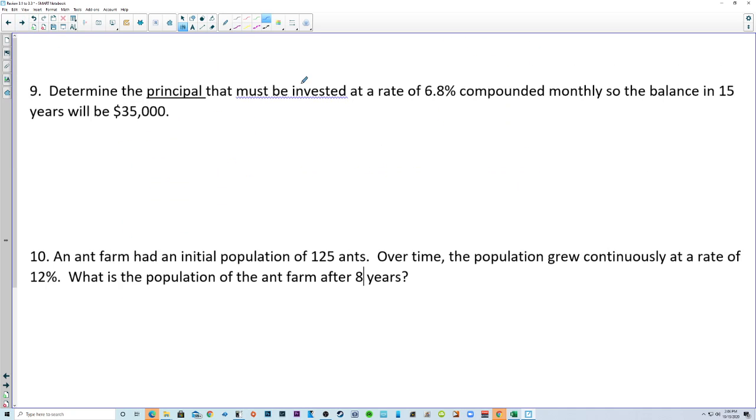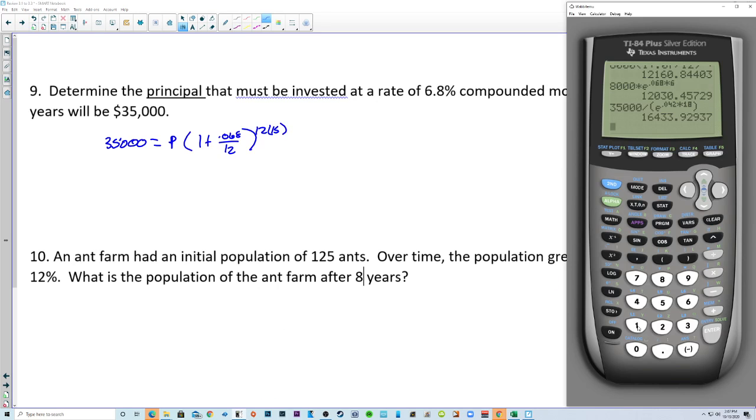Determine the principal that must be invested at a rate of 6.8% compounded monthly, so the balance in 15 years will be $35,000. So $35,000 is equal to the principal times 1 plus 0.068. Now this is going to be monthly, so we're going to divide by 12, raised to the 12 times 15 years. So let's grab the calculator.